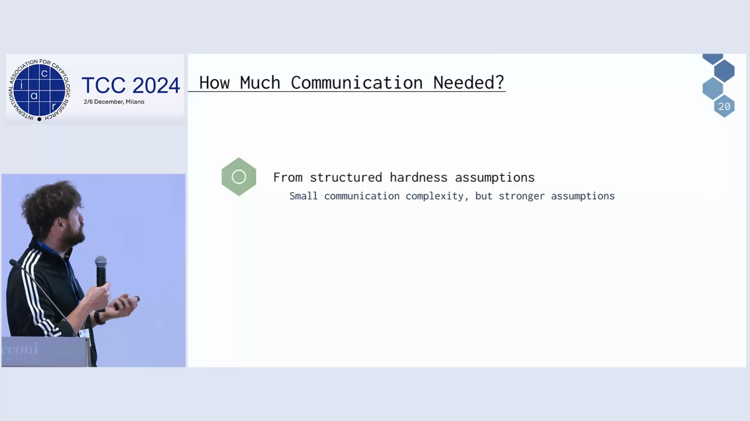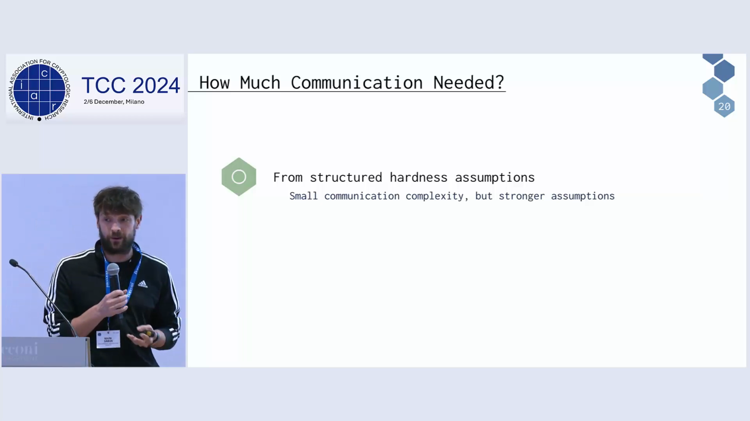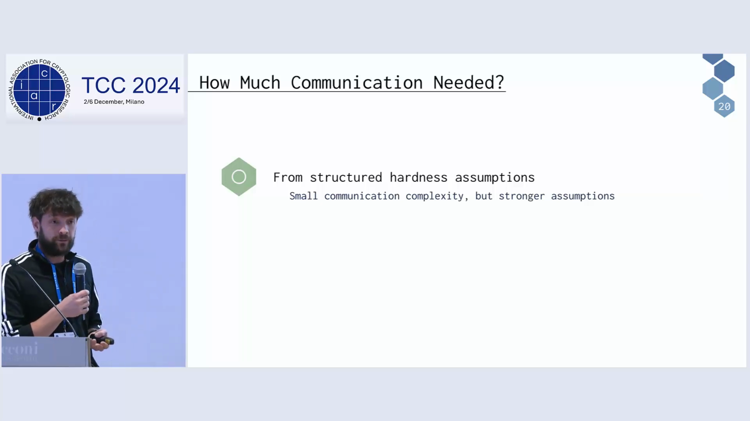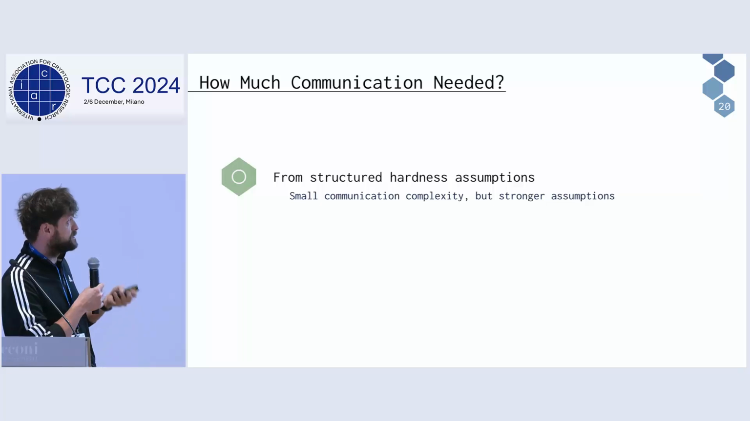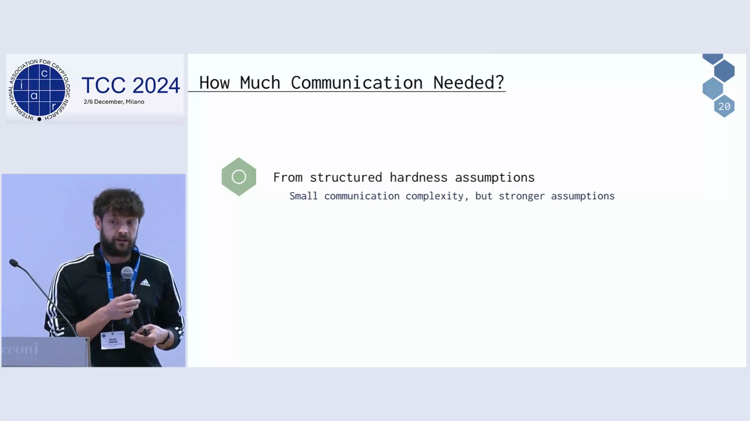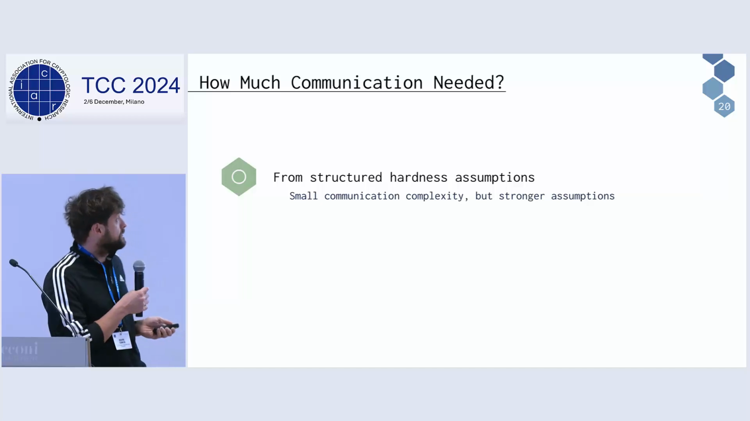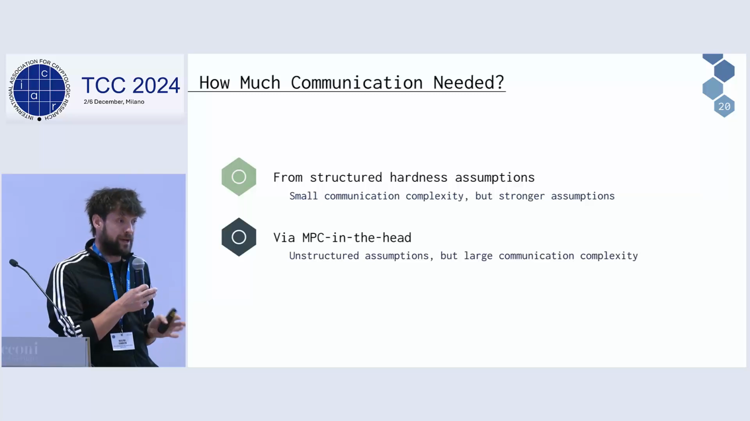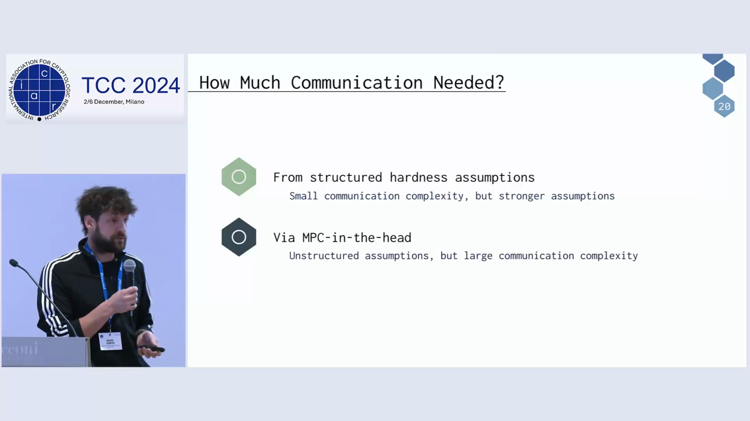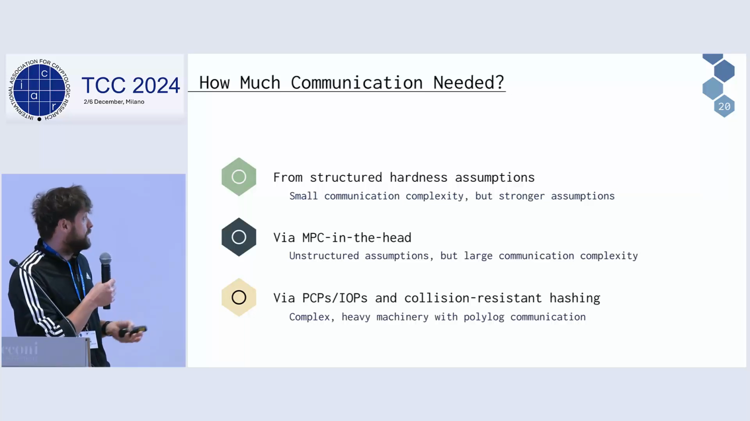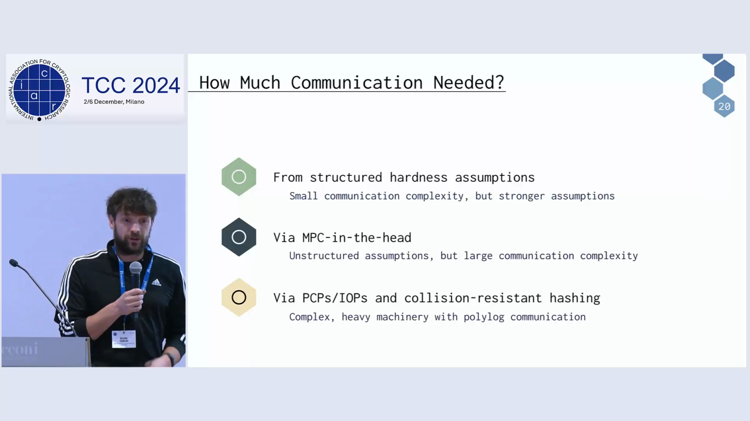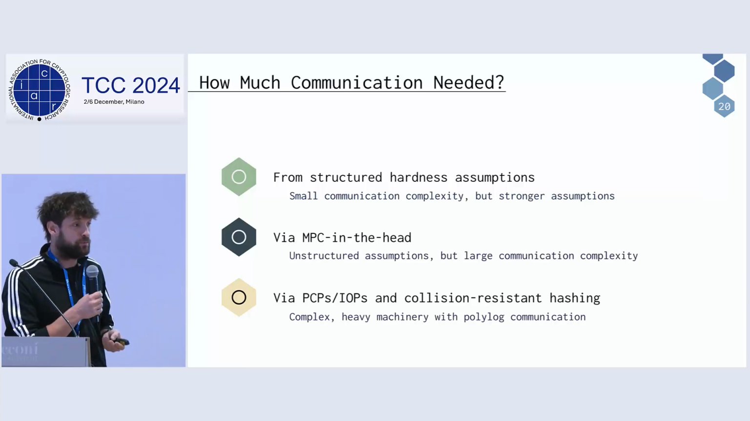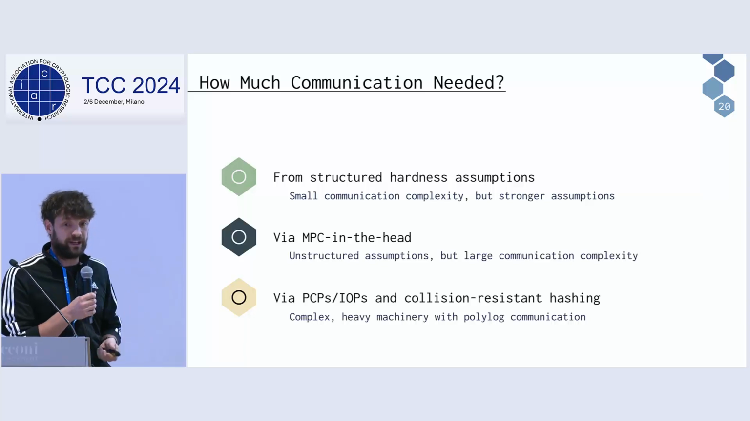So if I use structured hardness assumptions like D-log or lattices that already have some kind of nice linear properties, then often I can get around this linear communication and I can compress things very nicely, so I get small communication complexity. But I do rely on these structured hardness assumptions. I can also go via a route of something called MPC in the head, where I get something below n, but still large in terms of communication complexity. And lastly, I can go into the world of PCPs and IOPs, but there I use really complex machinery to do an OR proof, and I get polylog communication.